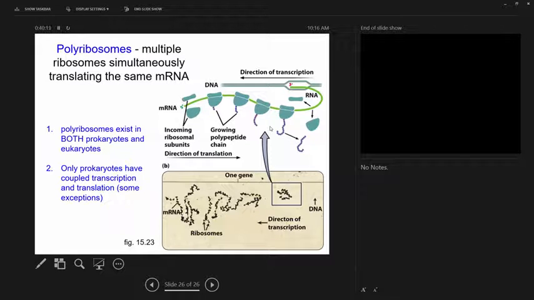But in eukaryotes, you would have something like this as well. Only it would be that the RNA would be circularized, like was shown in the picture previously. All right. Good.